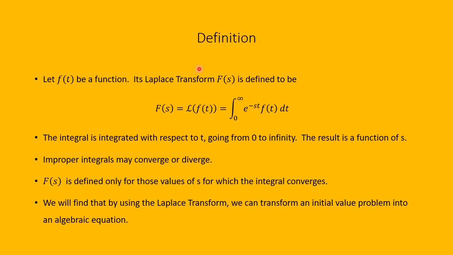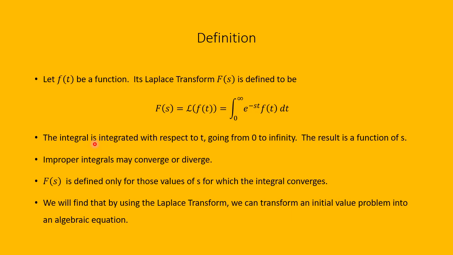Let's consider the definition of the Laplace transform. Let little f of t be a function. Its Laplace transform, capital F of s, is defined to be the Laplace transform of little f of t, and it's given by this integral: the integral from 0 to infinity, e to the minus st, f of t dt. Notice that we're integrating with respect to t here, so the value of this integral depends on what s is, and that's why this Laplace transform is a function of s.